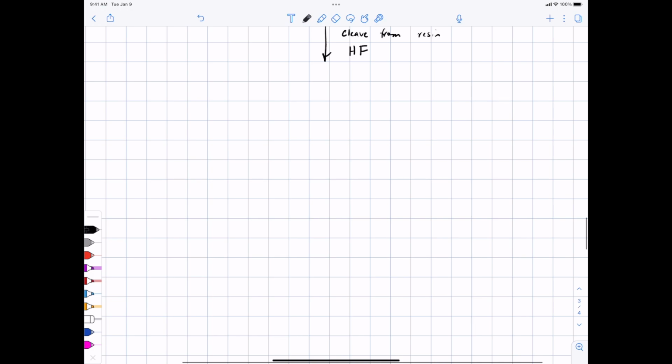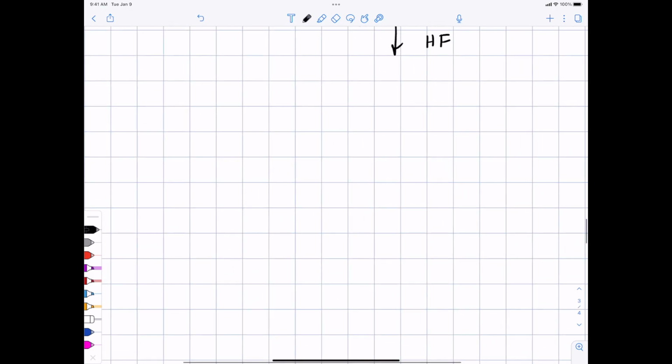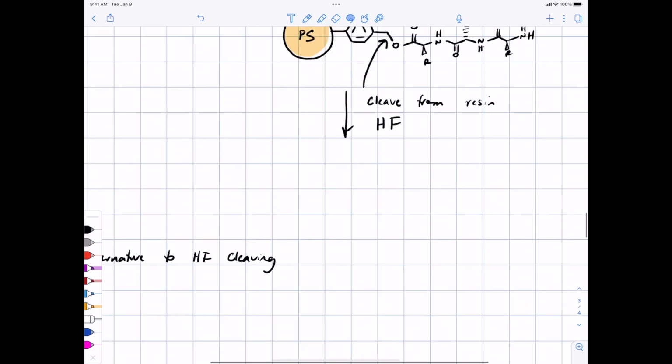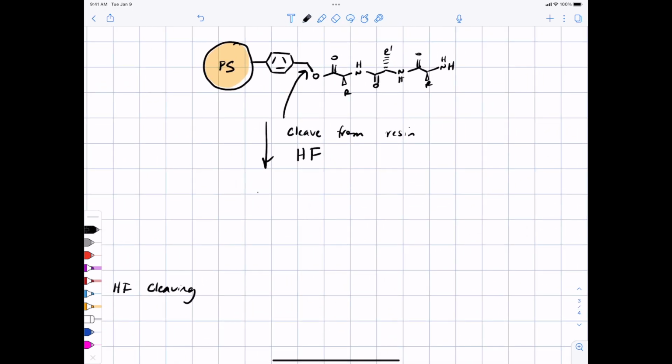So let's talk about this alternative to HF cleaving. Cleaving the peptide from the resin. Sorry, I guess I should have showed you the structure of our peptide, nice and cleaved from the resin. Cleaving from the resin is irreversible. Once it's off the resin, it's not going back on.